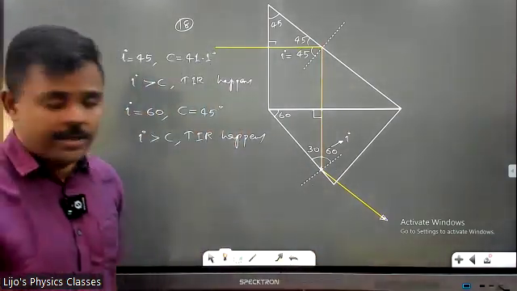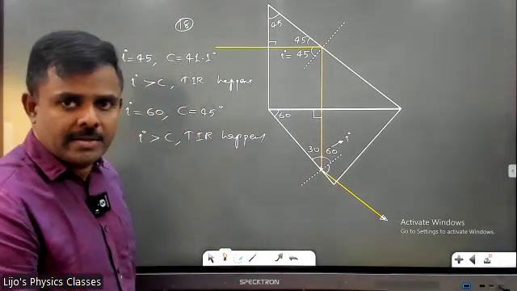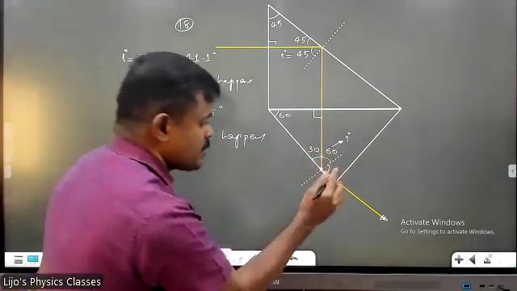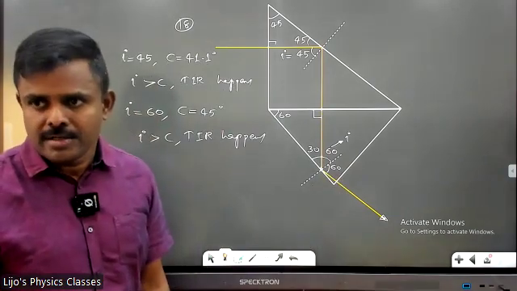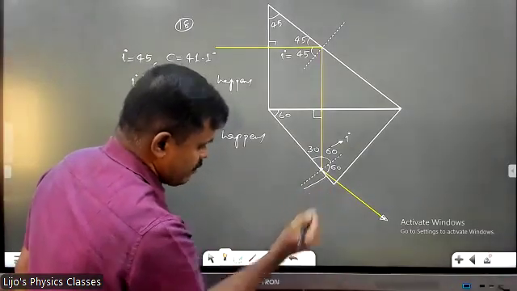Look at this, I'll tell you. If this angle is 60, what about this angle? Tell me, angle of law of reflection. Angle of incidence must be equal to angle of reflection. All right. If that is 60, what about the next one?